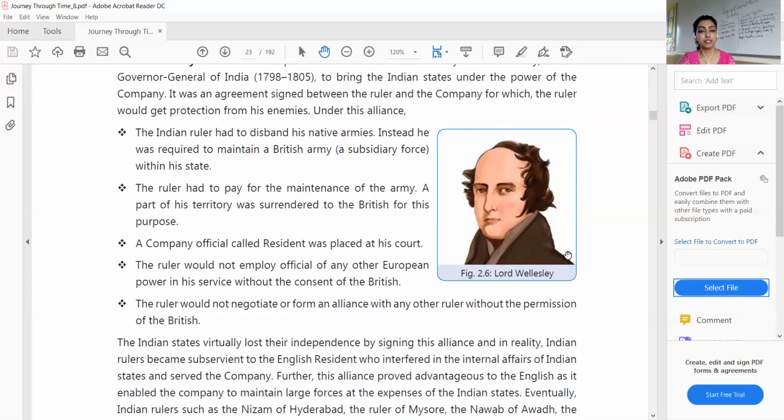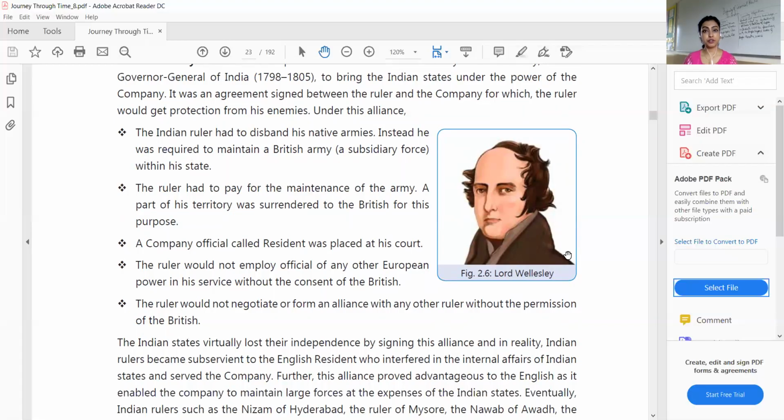So you got to know that the subsidiary alliance did not benefit the Indian rulers at all. Rather, the Indian rulers started to lose their independence. It was only that the British would provide protection if there is an attack from enemies. Apart from that, there was nothing good in the subsidiary alliance. After signing it, the rulers actually became subservient, dominated by the English resident.